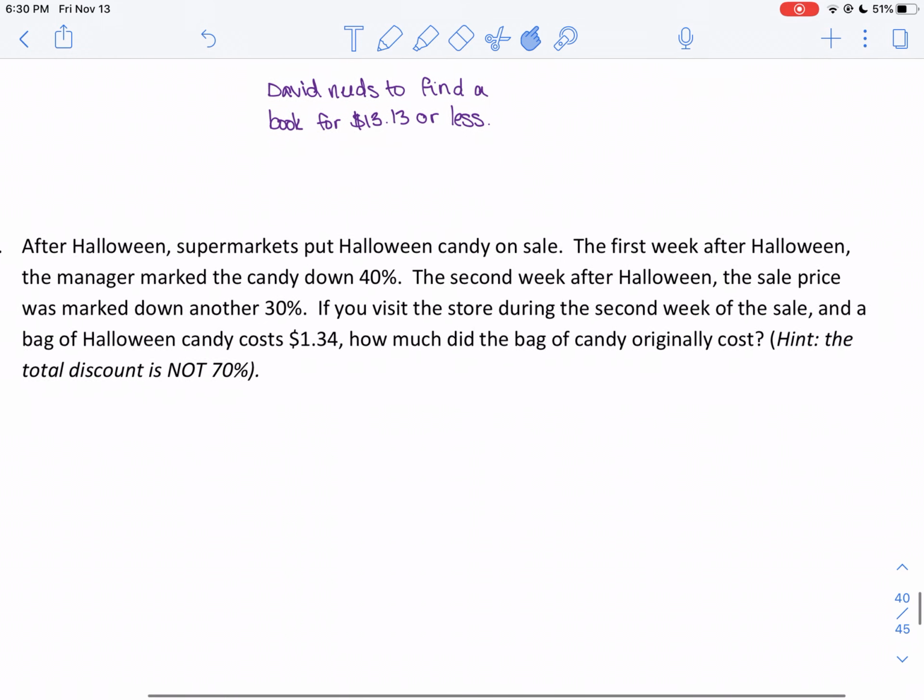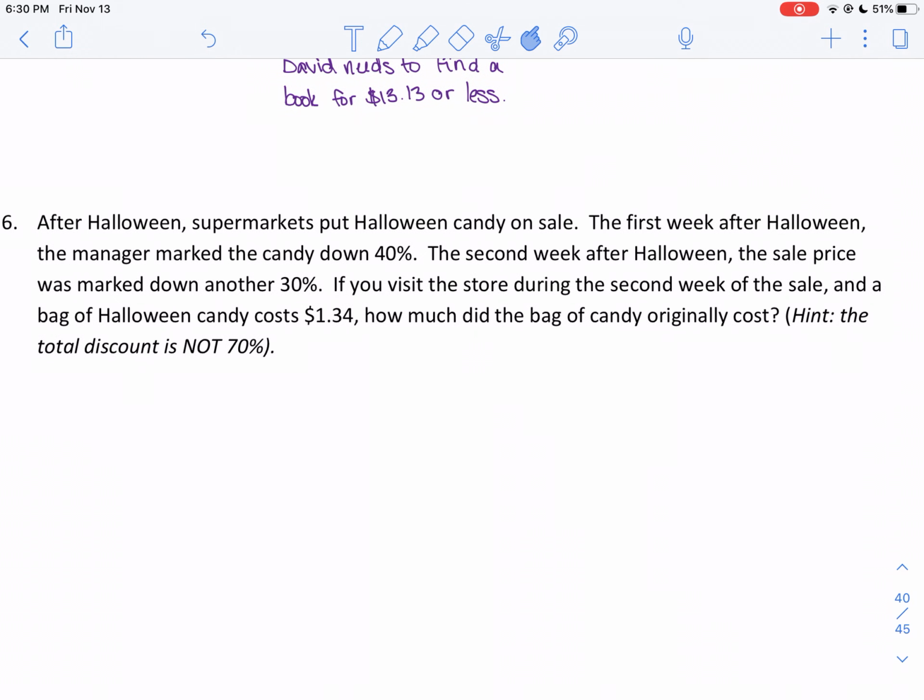Okay, example 6. After Halloween, supermarkets put Halloween candy on sale. The first week after Halloween, the manager marked the candy down 40%. The second week after Halloween, the sale price was marked down another 30%. If you visit the store during the second week of the sale, and the bag of Halloween candy costs $1.34, how much did the bag of candy originally cost? Okay, so it was marked down twice. And we need to make sure that we listen to the hint. So the hint says the total discount is not 70%. So we can't add those two together and then figure out what our total would be.